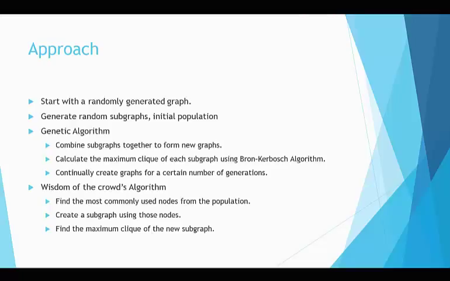The next step is to use the wisdom of the crowds algorithm. The wisdom of the crowds algorithm finds the most commonly used nodes from the population. I iterate through all of the subgraphs and keep track of how often each node was used in a subgraph. I order the list, and then I create a subgraph using the nodes that were most used in any subgraph returned by the genetic algorithm. Once I have these nodes to create the subgraph, I find the maximum clique size, the clique number, of the new subgraph.